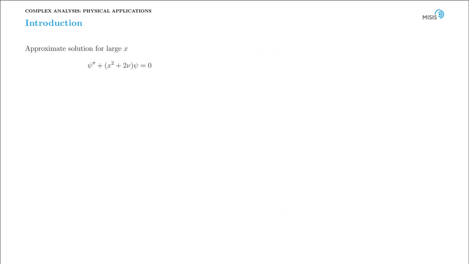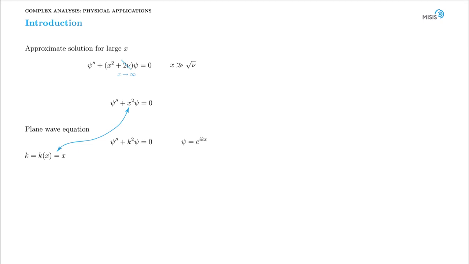So we need to find the approximate solution of our differential equation for large x. The first step is to drop 2 nu compared to x squared in the second term. And this is our exact condition on x being actually large. Now we have a simplified equation. It looks very similar to a plane wave equation, with the only difference that the wave vector now depends on x. As you remember, the solution of the plane wave equation is a simple exponential.